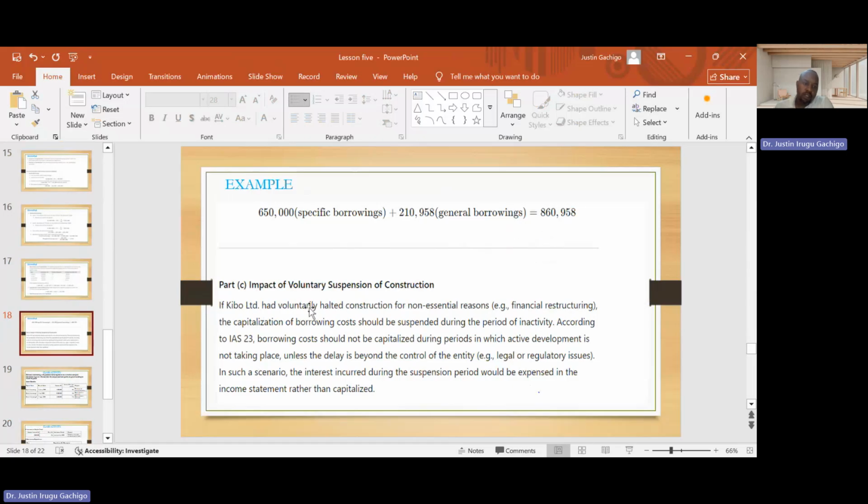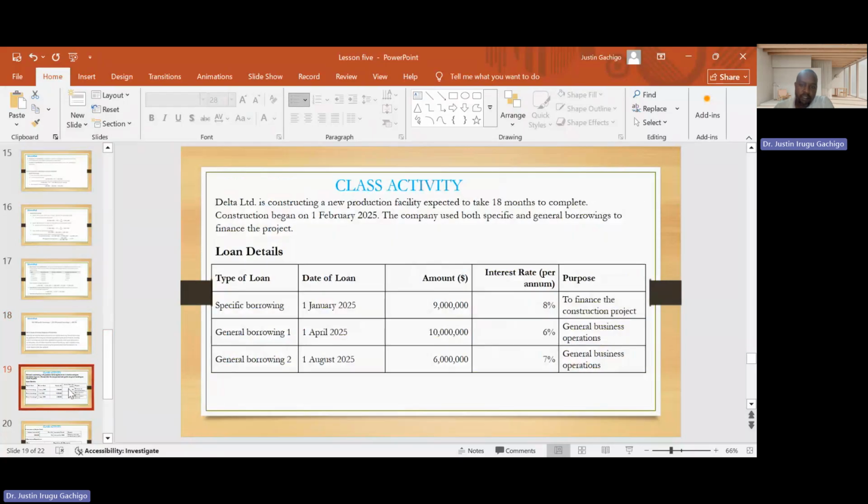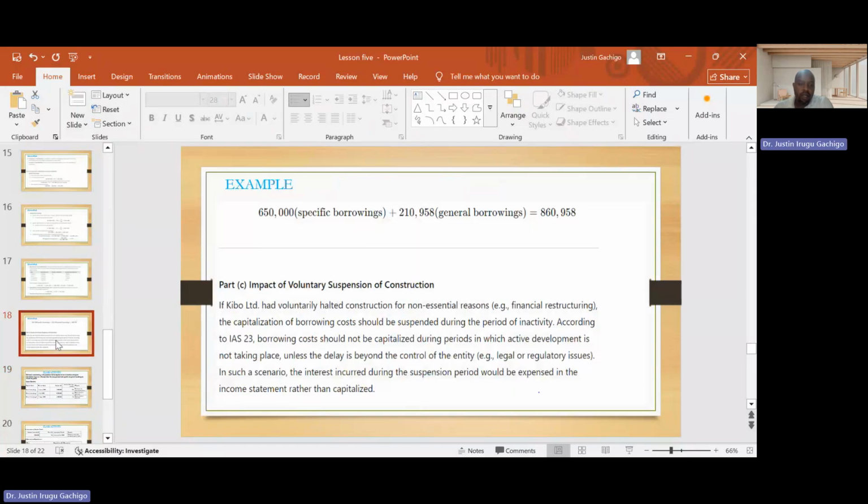Then the last question: impact of voluntary suspension of the construction. If Kibio Limited had voluntarily halted construction for non-essential reasons, the capitalization of the borrowing cost should be suspended during the period of inactivity, according to IAS 23. Borrowing costs should not be capitalized during the period in which active development is not taking place, unless the delay is beyond the control of the entity, such as legal or regulatory issues. In such a scenario, the interest incurred during the suspension period would be expensed in the income statement rather than being capitalized. So that is how we work on that.